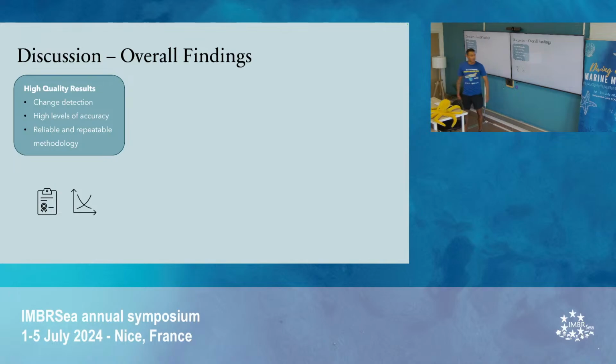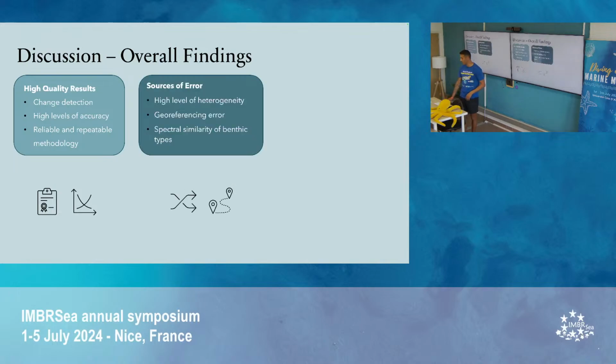So some of the discussion here: we see that the maps are good. We got high quality results, so the maps are actually good, and they tell us some trajectories of the benthic composition. And again, this represents a reliable and repeatable methodology that can be used in other ecosystems later on.